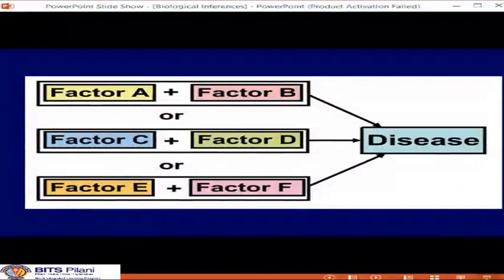The most common is this: what appears to be a complex picture is 2 or 3 factors which are required to cause disease. It could be factor A and factor B, which together cause disease. Or it could be factor C and factor D, which cause disease. Or it could be factor E and factor F, which cause disease. So it looks complicated, but let me break it down slowly for you.